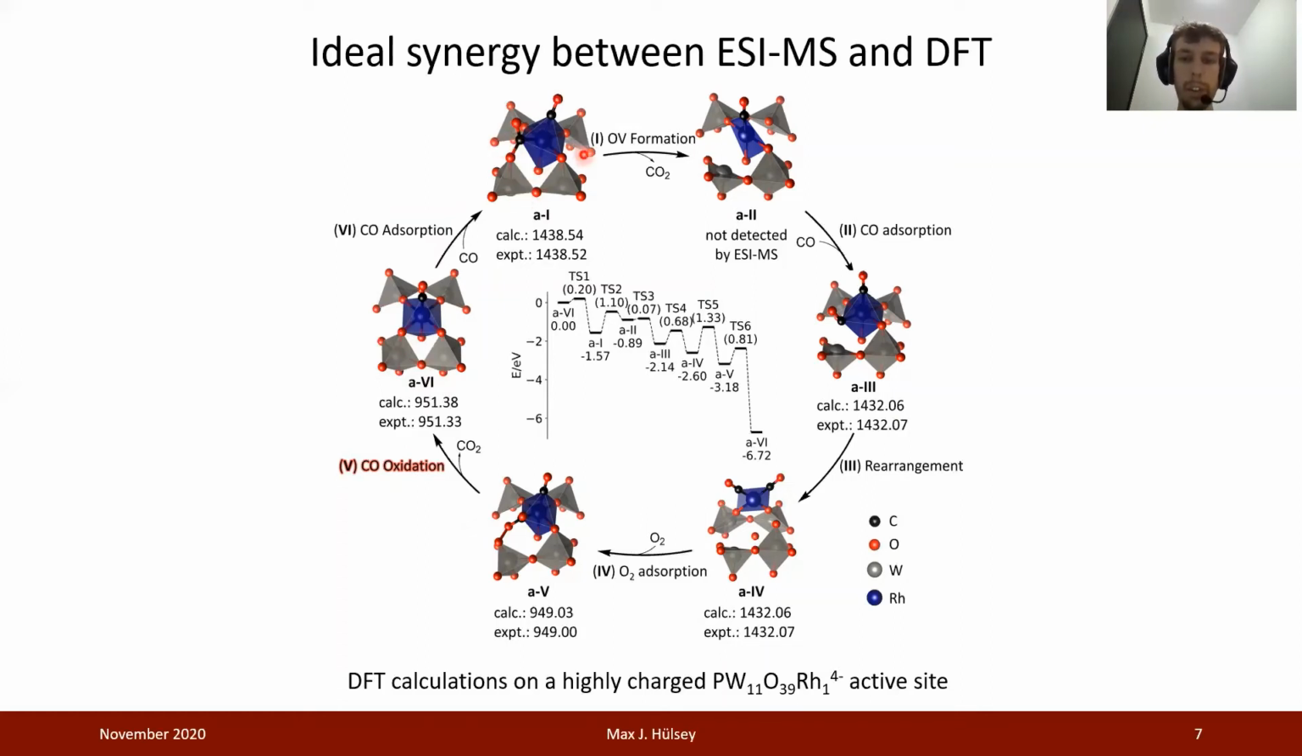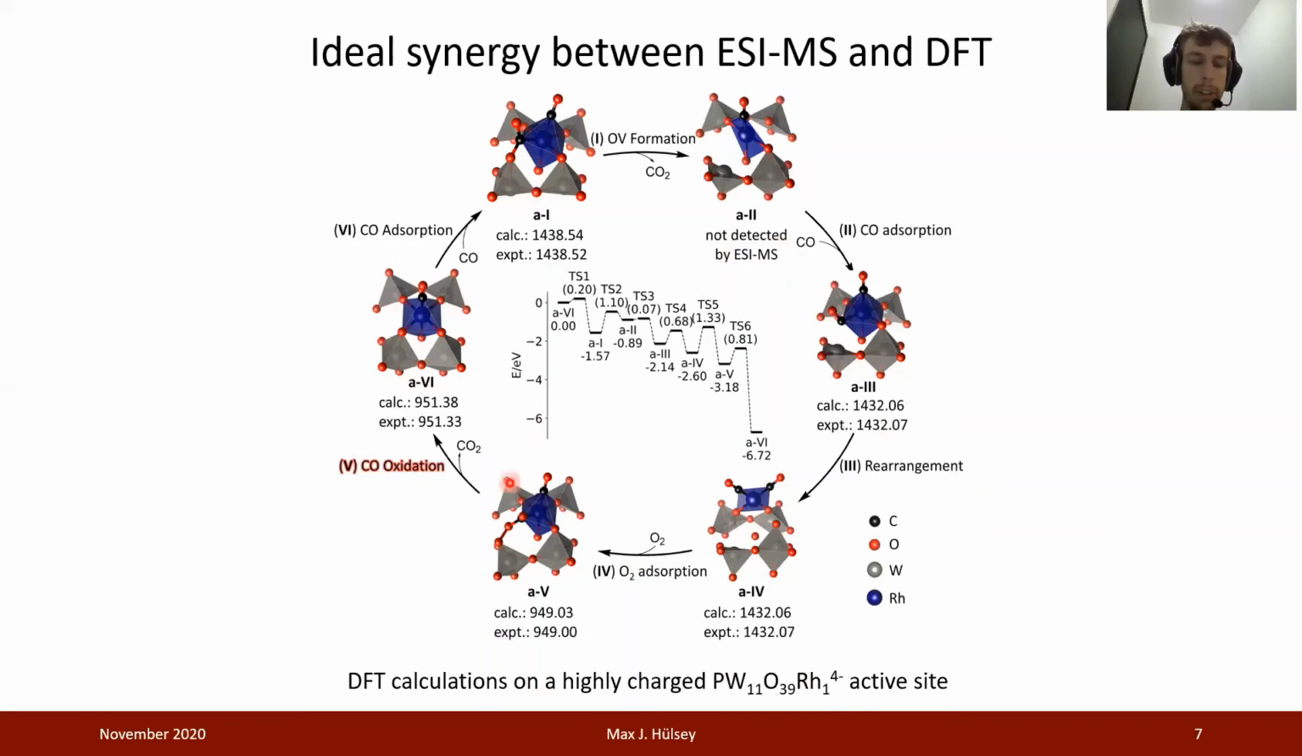Each of those intermediates, except A2, were observed by ESI-MS, and we also did DFT calculations confirming the stability of each of the intermediates, as well as the relatively low transition state energies in between each of those intermediates. Those calculations were done on the highly charged PW11O39 rhodium 1, and in total a charge of 4- active site.